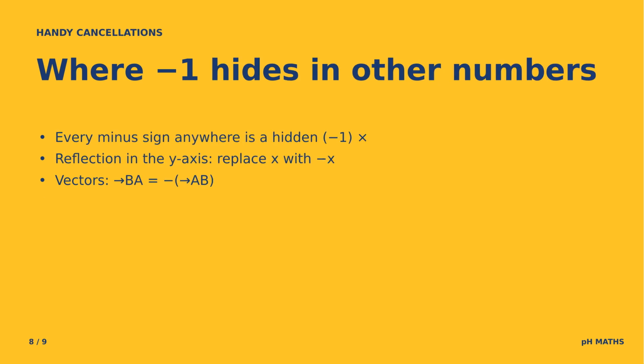Where -1 hides. Every minus sign you've ever written is secretly a multiplication by -1. Reflection in the y-axis is replacing x with minus x. Vector AB going one way equals minus vector BA going the other way. And every negative coefficient in algebra is a -1 tucked behind a number. If you keep seeing a sign flip somewhere unexpected, that's where -1 is hiding.